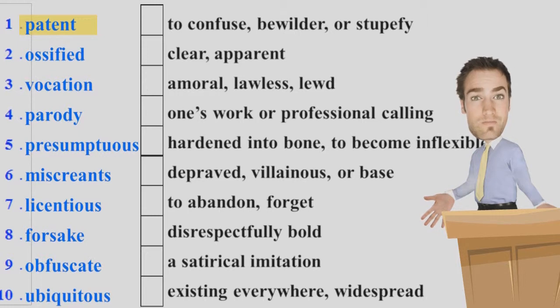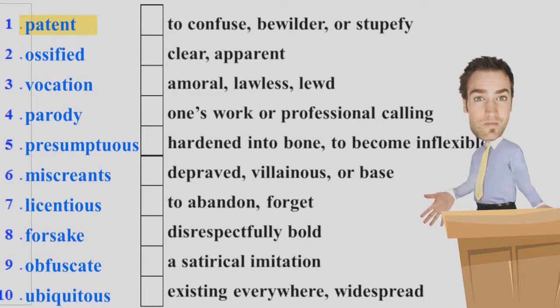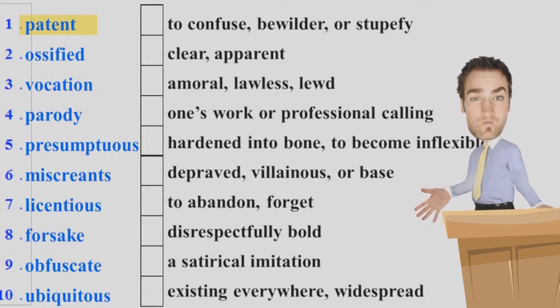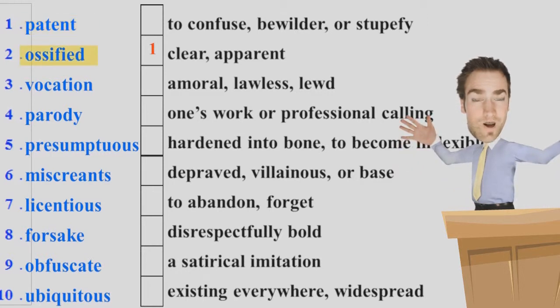When you get a patent, it tells the world, everybody in the world, this belongs to you. It doesn't belong to anybody else. That's how they're related. So you would generally pair this with the second one down, clear or apparent. Our second word is ossified.